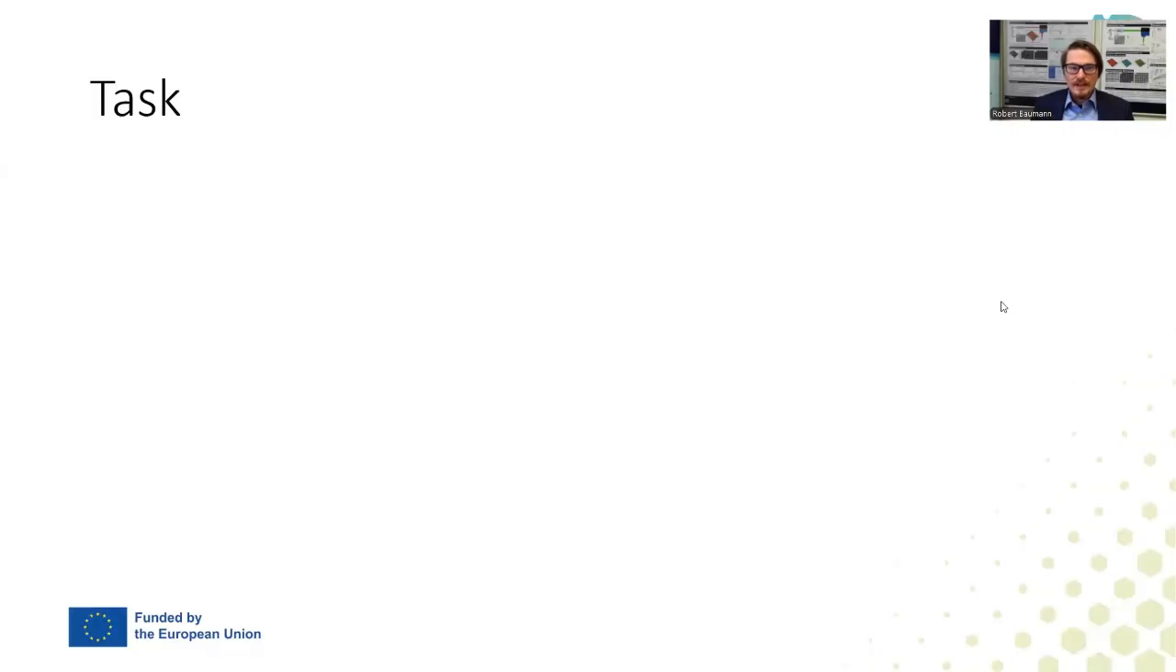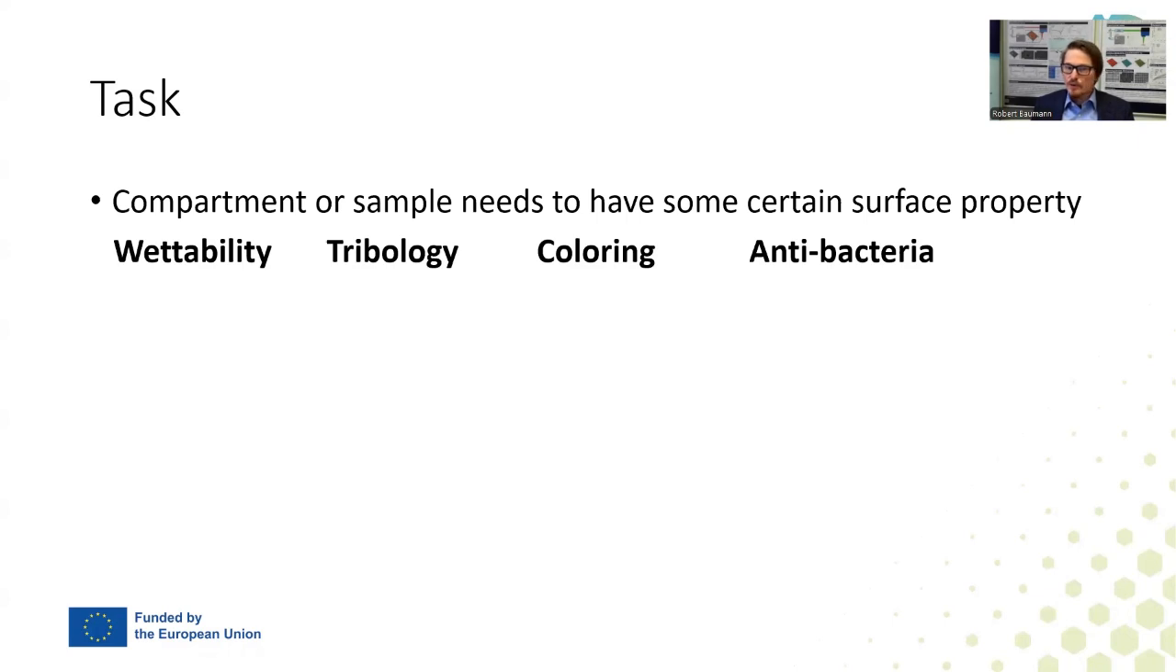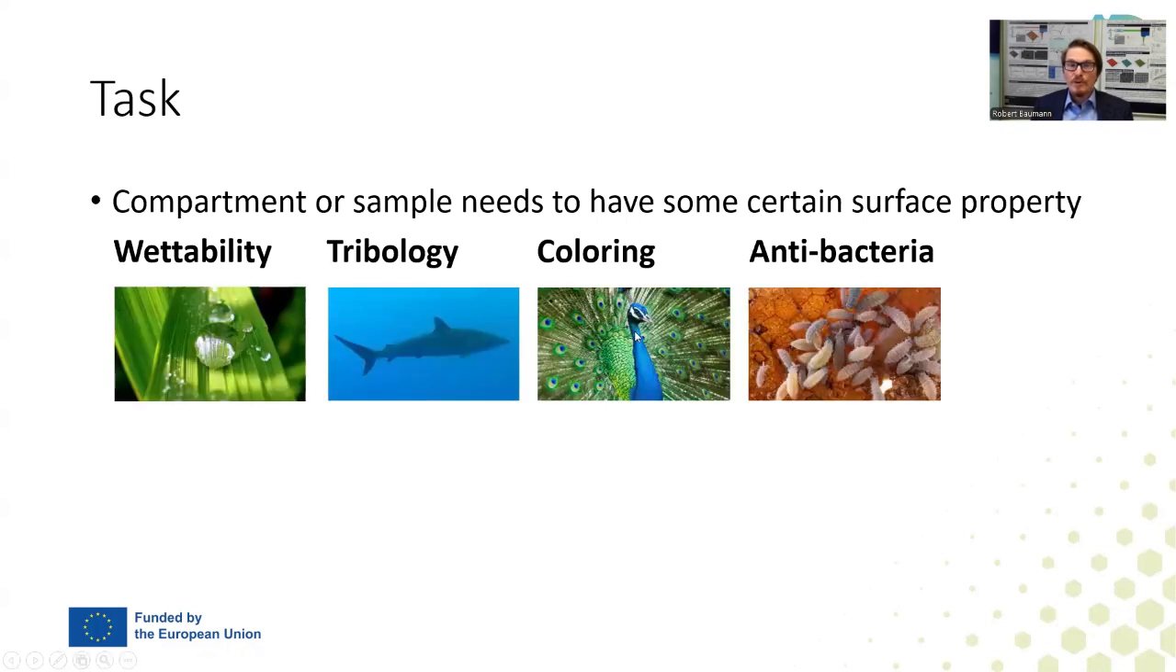So the task today is that you have a certain kind of component or sample that needs to have a certain surface property, such as in terms of wettability, tribology, coloring, or antibacterial behavior. And we can look at nature, which gives us perfect blueprints for these surface properties, such as the rice leaf in terms of wettability, the shark skin for tribology, peacock feathers in terms of coloring, or any kind of insects that have antibacterial surfaces.